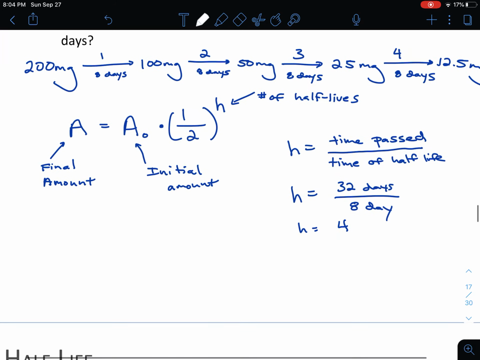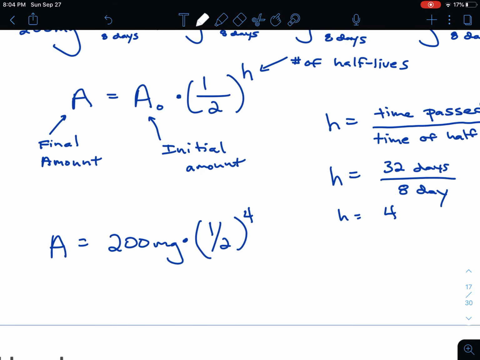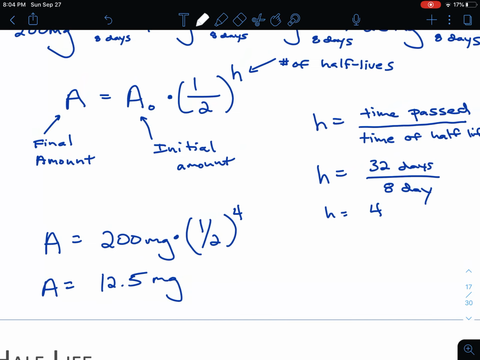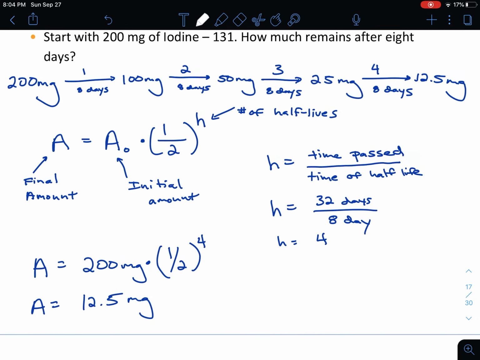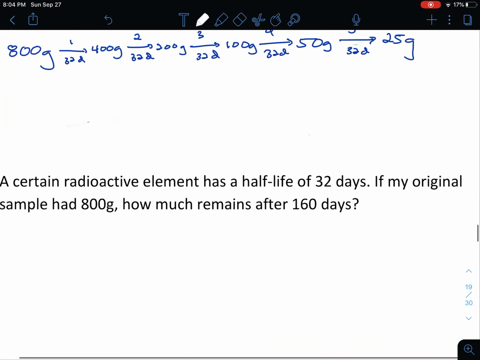So if I plug this into the formula, my initial amount is 200 milligrams times 1/2 to the fourth. That fourth is the number of half-lives, which is 32 divided by 8. You do that multiplication, and you end up getting 12.5 milligrams, which is the same as working your way through logically, cutting it in half and half and half and half. So let's skip that one.